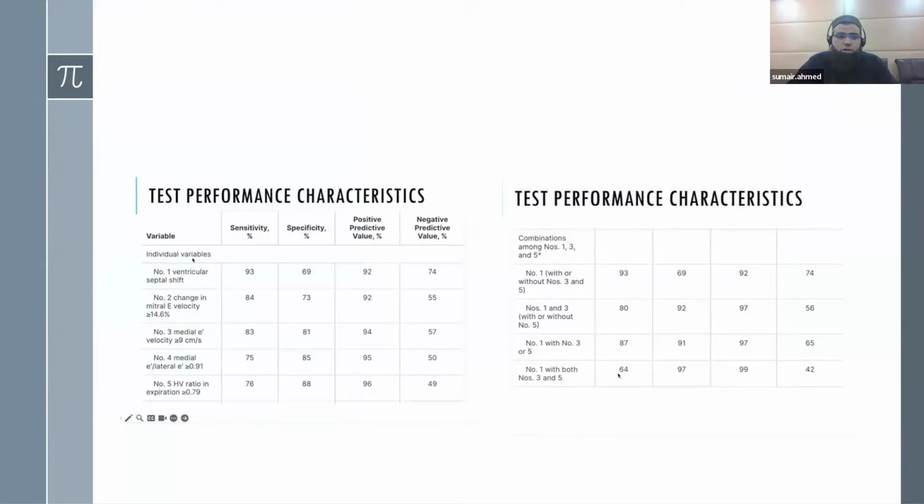I will not read the whole slide, but we see that if there is a ventricular septal shift, there is a 93% sensitivity and 69% specificity. Then the second point, mitral E velocity, the third point, medial E prime velocity greater than 9, then the medial to lateral E prime ratio, and then hepatic vein reversals. All of these have about 80 to 90% sensitivity and specificity, but when we combine these features, their sensitivity and specificity of course rise.